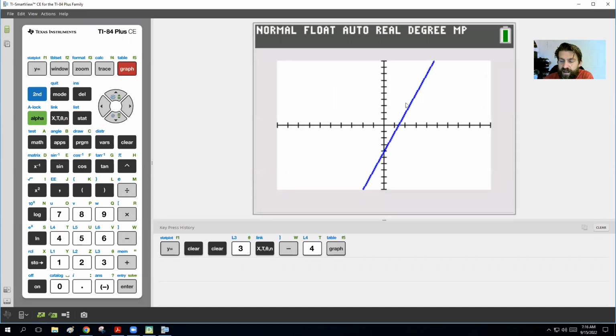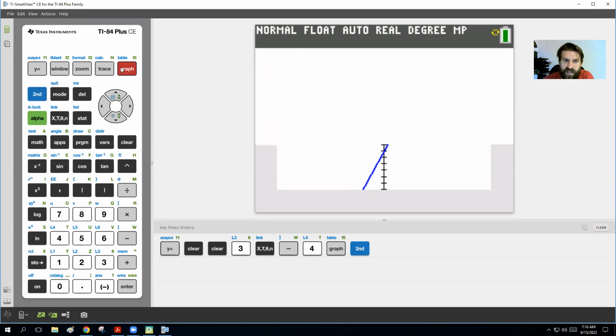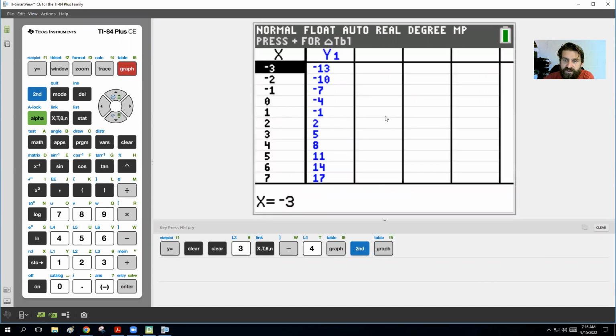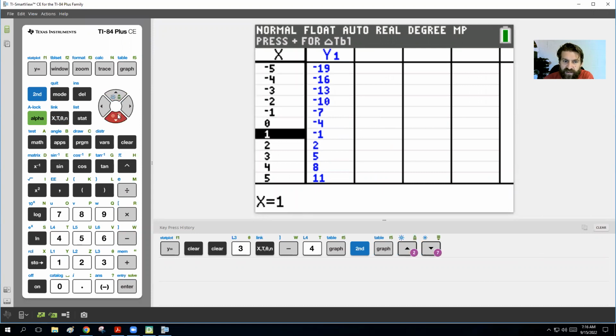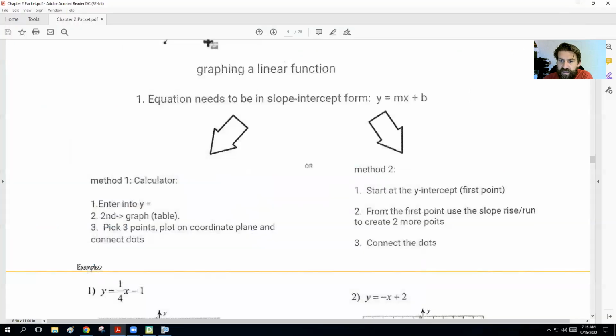And there it is. Now to help you out, what you can also do, if you do second table or second graph, this gets you a table of points for you. And you can scroll up or scroll down by clicking the arrows to see the other values to plot.